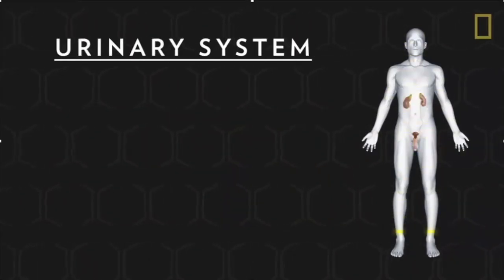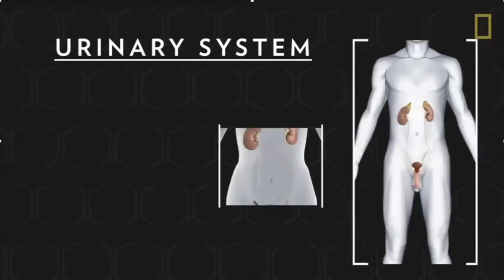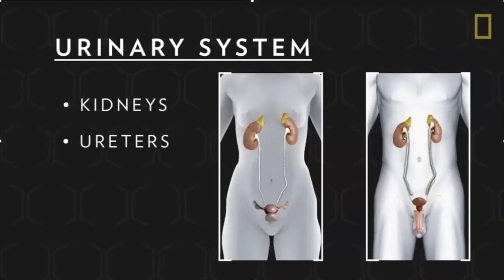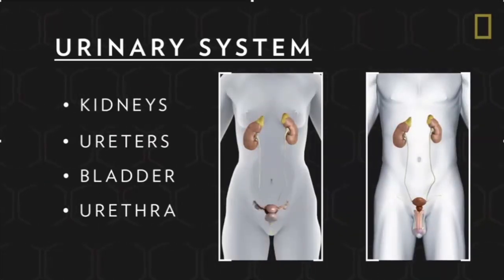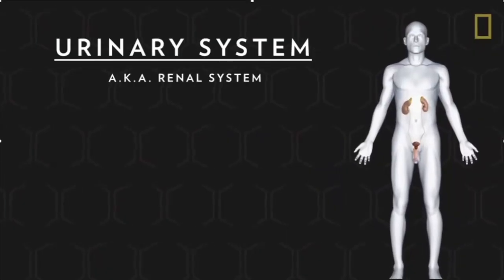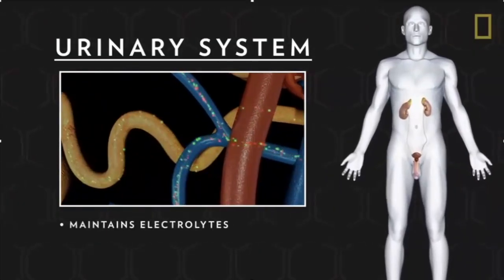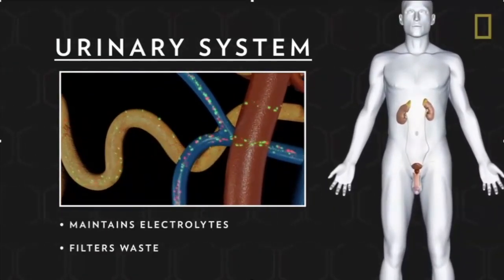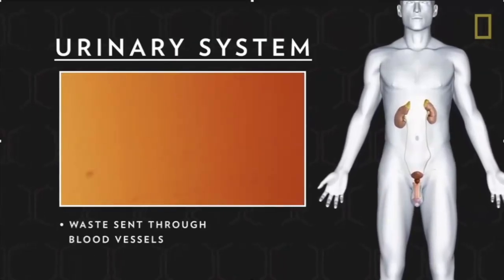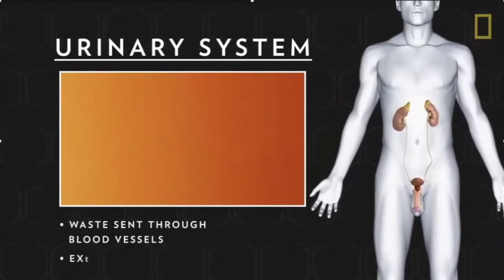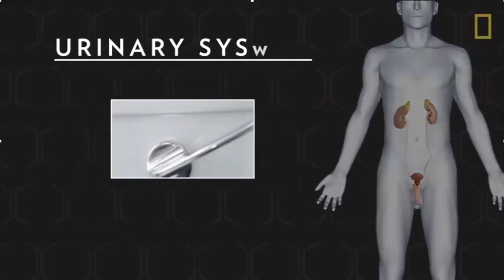Another key regulatory system is the urinary system, which includes the kidneys, ureters, bladder, and urethra. The urinary or renal system maintains the body's electrolyte levels and filters waste from the blood. This waste is sent through the blood vessels into the kidneys and then expelled as urine.